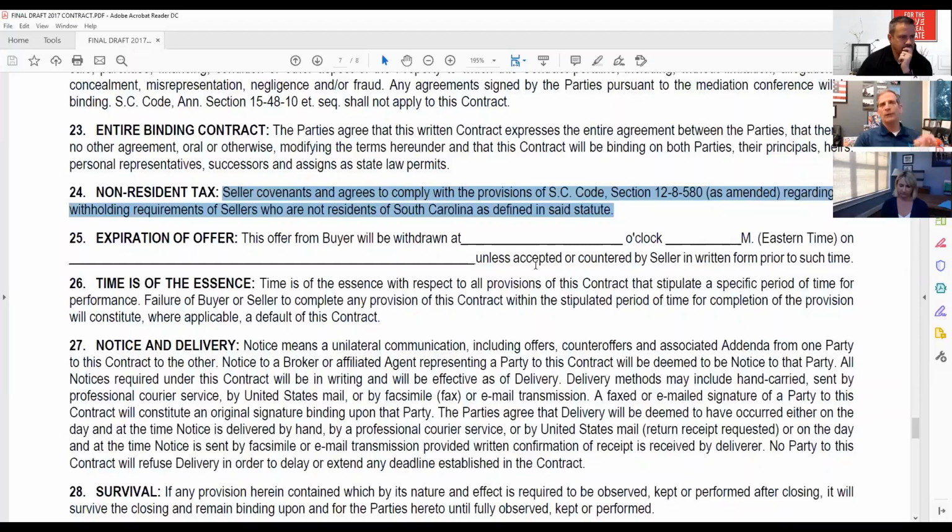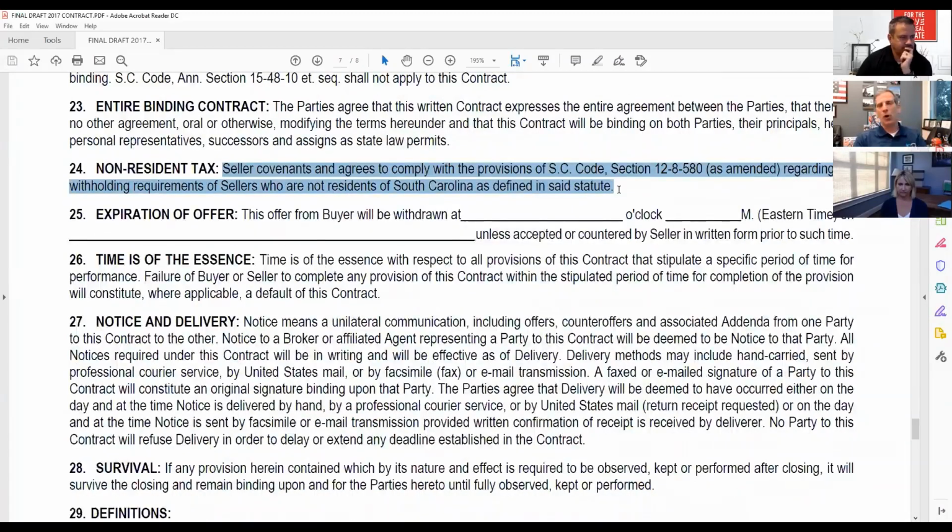The most common exception for that is if they meet the qualifications of primary residence, they lived in the house 2 of the last 5 years as their primary residence, then they typically would not have to do that. Or if they had no gain, then we wouldn't have to withhold money. But this is a question for the lawyer. You need to let the lawyer who's closing it know if your seller does not live in the state of South Carolina.